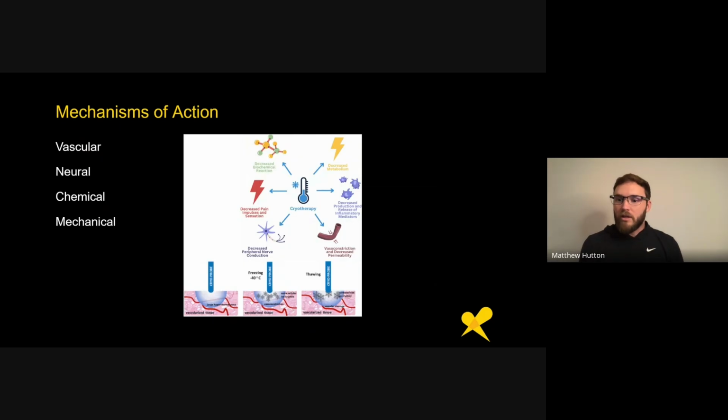But what are we doing chemically? When we compress these tissues for some extended amount of time, what are we doing to the circulation? What is the increase of circulation composed of? Does the actual inflammatory response change based on the duration or the application of our massage? What are we doing neurally? Are we increasing the sympathetic or the parasympathetic nervous system?